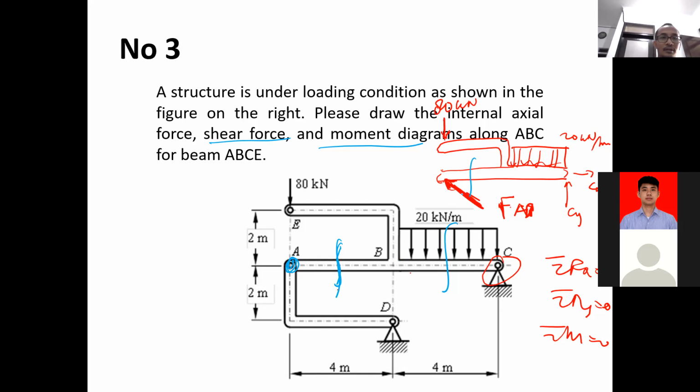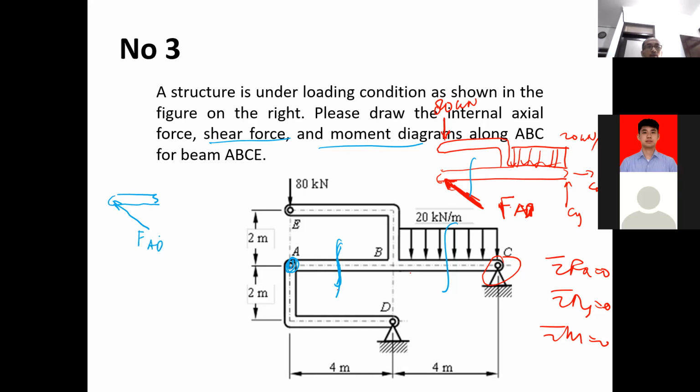So if we draw the free body diagram, it will be just like this. And there is a force FAD there. Assume that we already got the FAD, right? Okay.